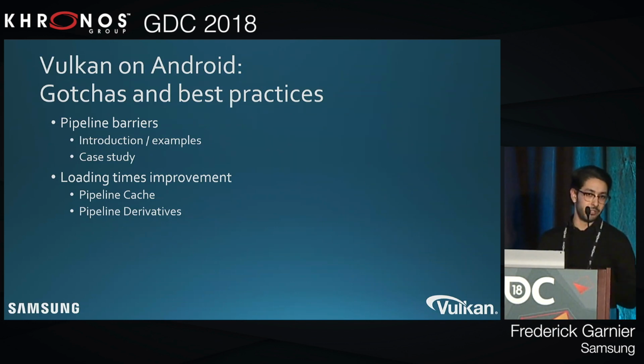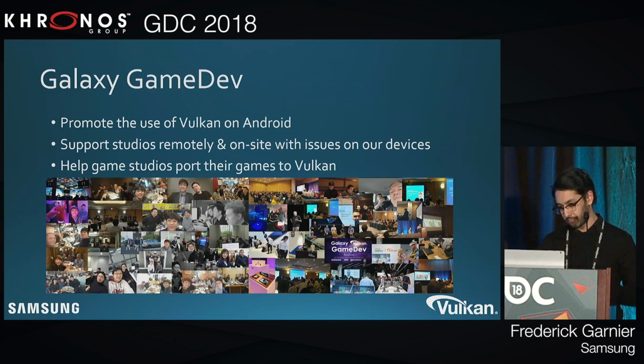So it's a short session, so I'll just go through a simple example and try to see how pipeline barriers make sense in this example. Along with that, I'll give a case study where we made use of pipeline barriers to optimize some performance issues, and along with that, fix some artifacts and so forth. Then afterwards, Rena will cover the loading time improvements, specifically related to pipeline caches and pipeline derivatives.